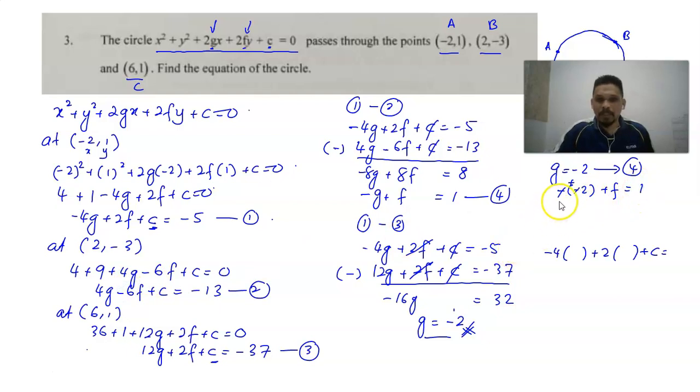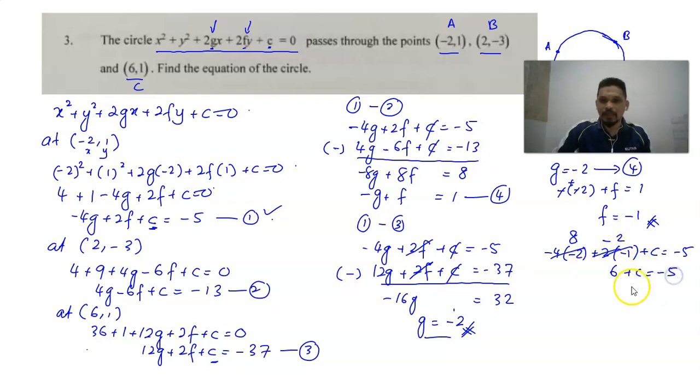So then this is 2 plus f equal to 1, then f equal to 2 here become negative, so 1 minus 2, negative 1. Now it's time for us to substitute g and f into equation 1. Negative 4 times g, negative 2. 2 times f, f negative 1, plus c equal to negative 5. So they come out with 8, and this is negative 2. So 8 minus 2 equal to 6, plus c equal to negative 5, then c is negative 11.